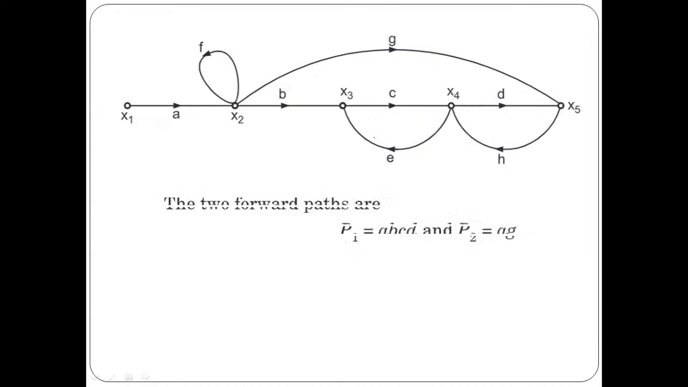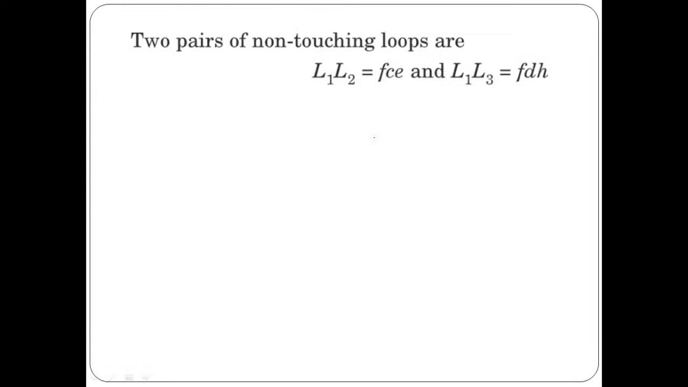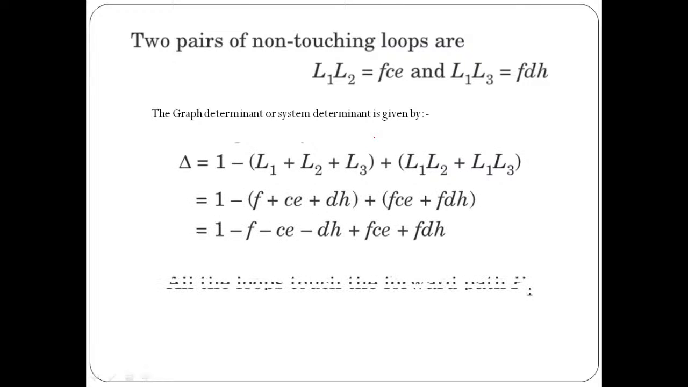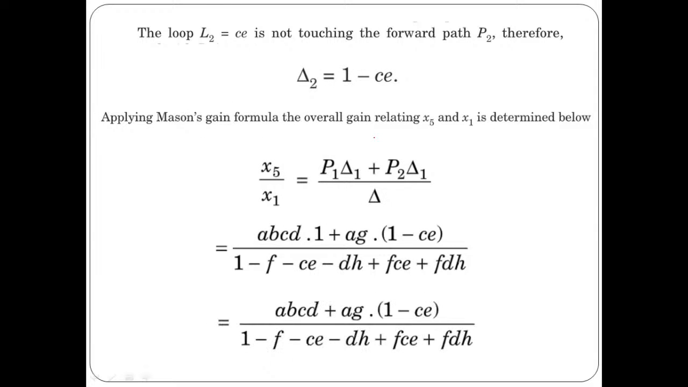If you know this, then it is very easy to find the forward paths, P1 and P2 in this case, ABCD and AG. And then the individual loops. Here we have 3 loops, L1, L2 and L3. Then find the pairs of non-touching loops. In this case, we have 2 pairs of non-touching loops. Then find the value of delta, then delta 1, delta 2, and then apply Mason's gain formula to find the overall transfer function. This indicates your final answer in this case. So the transfer function for this case is going to be like this.